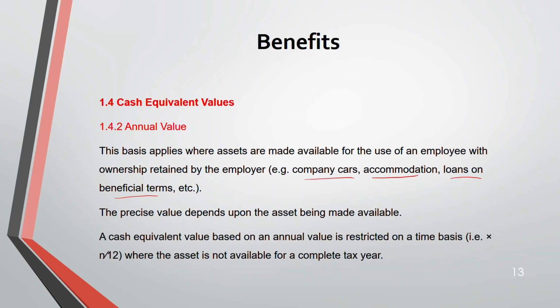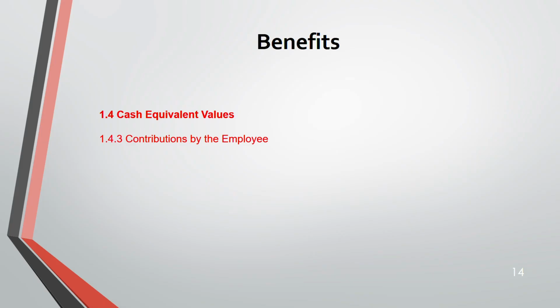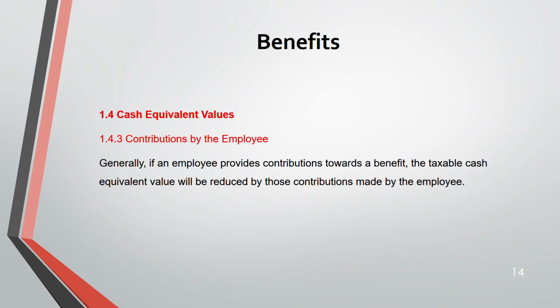Now, the cash equivalent value based on an annual value is restricted on a time basis. Remember, if it's an annual basis, you have to use the time basis, for example, n divided by 12, where the asset is not available. If your asset is not available for a complete tax year, you have to apportion it for the number of months it was made available. This is if it is based on annual value, not the cost to the employer. And the third, contributions by the employee.